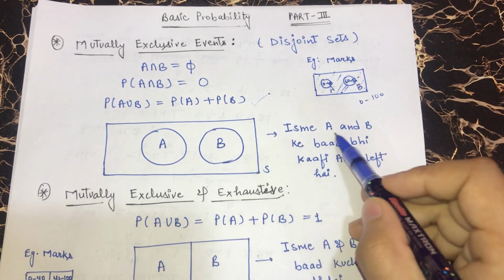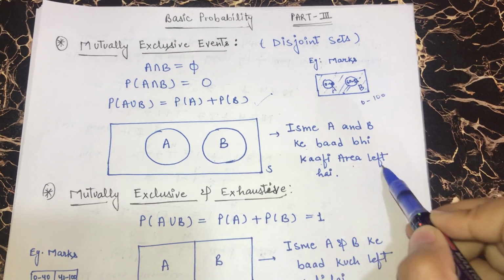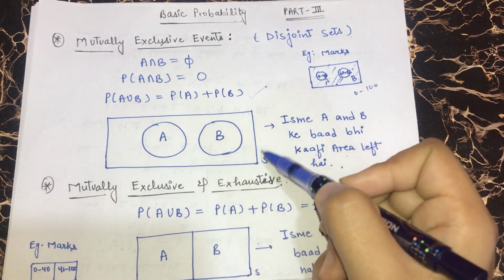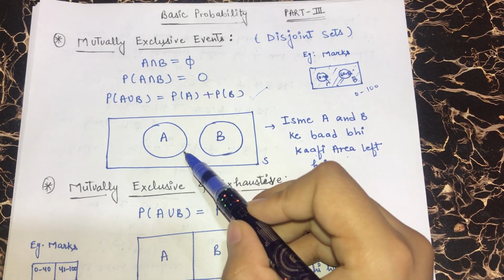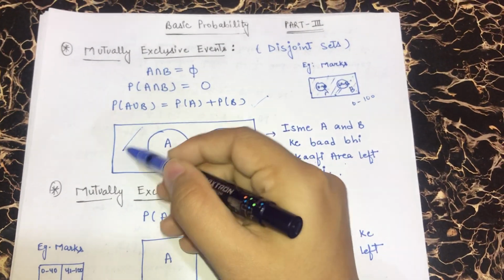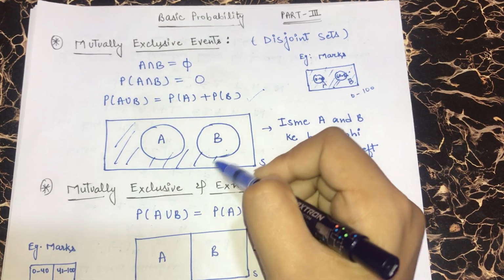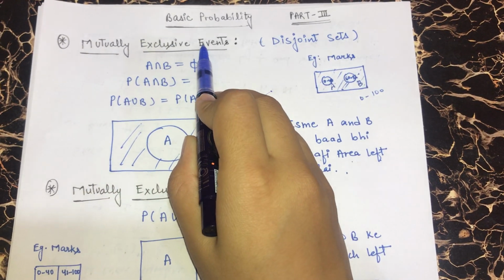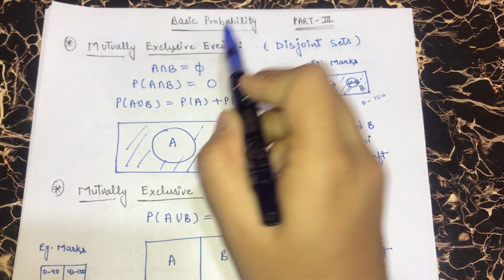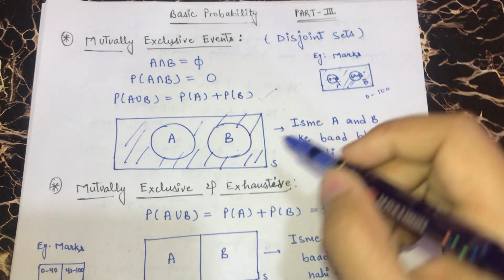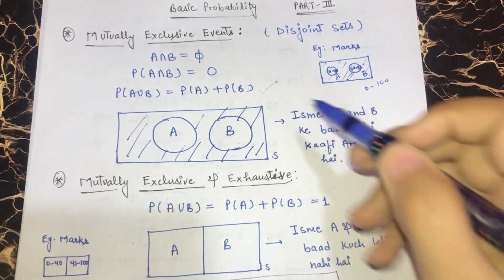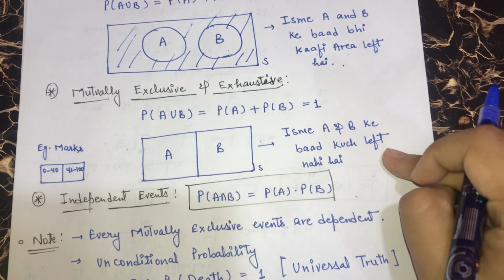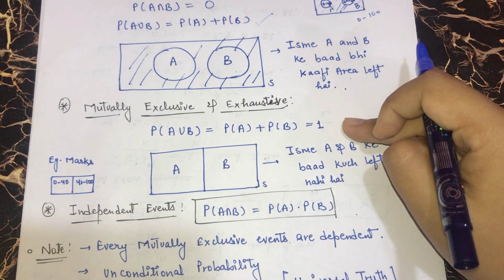So इसमें A and B के बाद भी कुछ काफ़ी एरिया लेफ्ट है. Clearly you can see this is a sample space, the rectangular sample space in which A and B are two sets, and apart from the A and B I have the empty area left out. Okay, so this is something which we define as mutually exclusive events. Why I am making an emphasis on the area left out, you will get to know it in the second part which we are going to discuss of mutually exclusive and exhaustive events, because this is very much related to the first part.